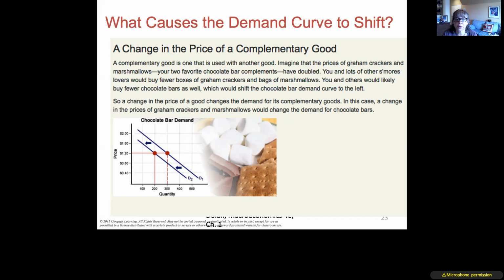I'm sorry, I said that wrong. If the price of graham crackers and marshmallows goes up, you walk into the store, you're gonna buy your s'mores, and you say to yourself, okay, gotta get my graham crackers, gotta get my marshmallows. Oh wait, those marshmallows are twice as expensive as they were before, and those graham crackers are too. Do I need to make s'mores? Maybe I'll make cupcakes. So then you don't buy the chocolate bars. So the demand for chocolate bars is basically affected by the price of the complementary goods, graham crackers and marshmallows.